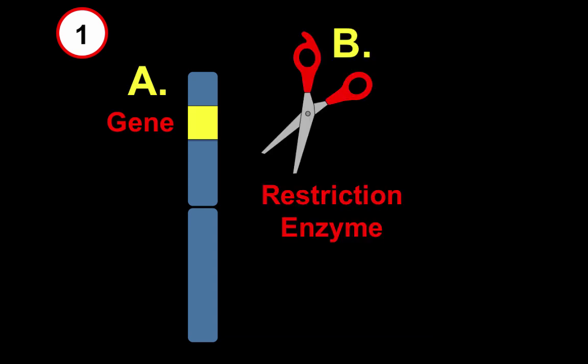So here is my human chromosome. Let's say I'm trying to insert a human gene into this bacteria. So here's my gene, and here's my restriction enzyme. What it's actually going to do is cut out that section of DNA so that I can then take it and do things with it.